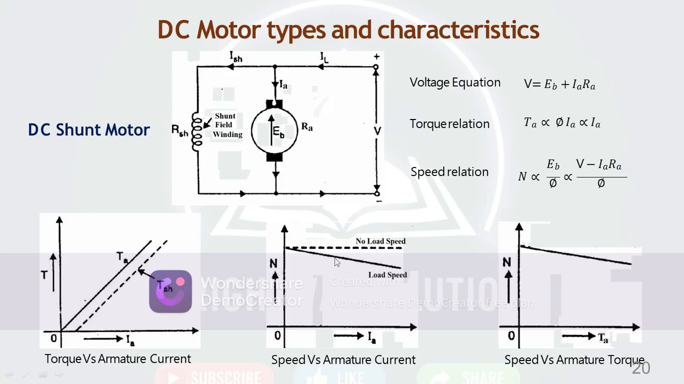In practice, some drop occurs in the speed. This dotted line shows the no load speed. When your motor is not connected to the load, it rotates at a constant rated speed. If you connect it to the load, some drop occurs, so a smoothly sloping line is shown here. The speed versus armature torque is the same.